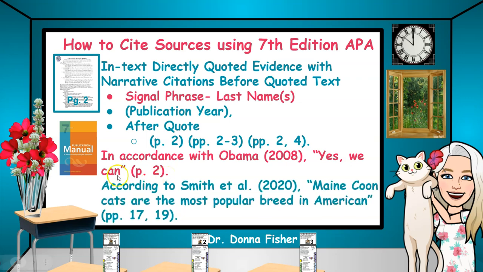Here's another example. According to Smith et al., that means there's three or more authors, and this was published in 2020, comma, space, quote, "Maine Coon cats are the most popular breed in America," end quote. There's no period here because the period goes after the page numbers, and this was found on two discontinuous pages. That means it didn't continue, on page 17 and again on page 19.